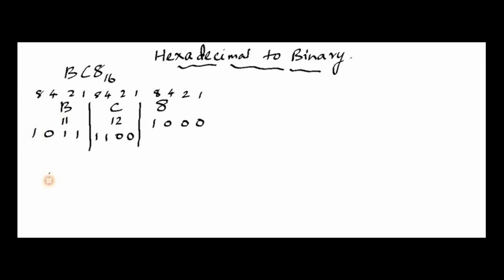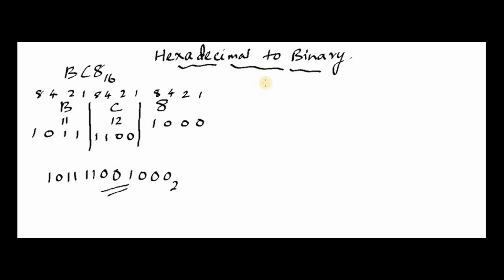Now how to write our final answer: from here I have to start. For example 1 0 1 1, then 1 1 0 0, then 1 0 0 0, base 2. This is our final answer. This is the way to convert from a hexadecimal number to a binary number, right? Okay, fine. Let us see one more example.